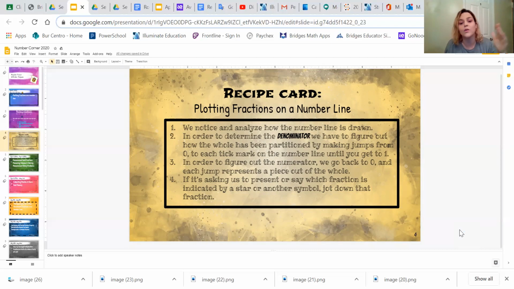So pause me now, jot this down, and then when we come back, I'm gonna pause this for a second because I'm gonna transition to hopefully our document camera, okay? Pause.